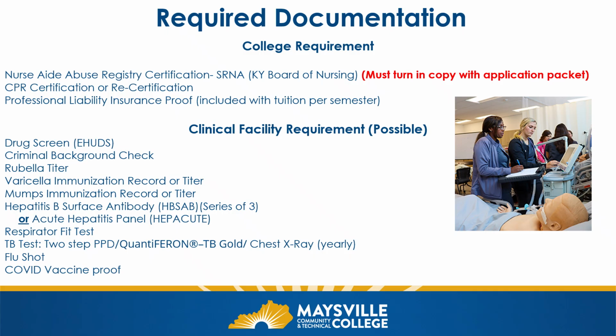The first thing is proof that you are on the Nurse Aid Abuse Registry, that you have that certification. Some people call it their SRNA. You get that through the Kentucky Board of Nursing, and to get that information, you go to the Kentucky Board of Nursing's website and look up the license validations, and you can put in your name, and then it should come up that you are on the SRNA, that your certification is active, and when the expiration date is. You print that certificate and you would put that in your application packet. It must be turned in the application packet for us to verify.